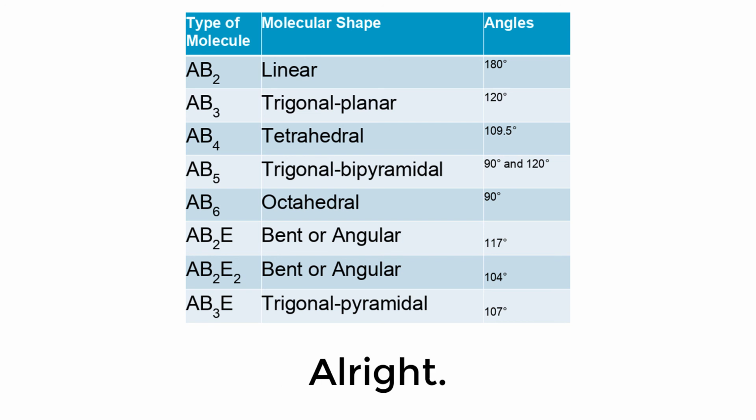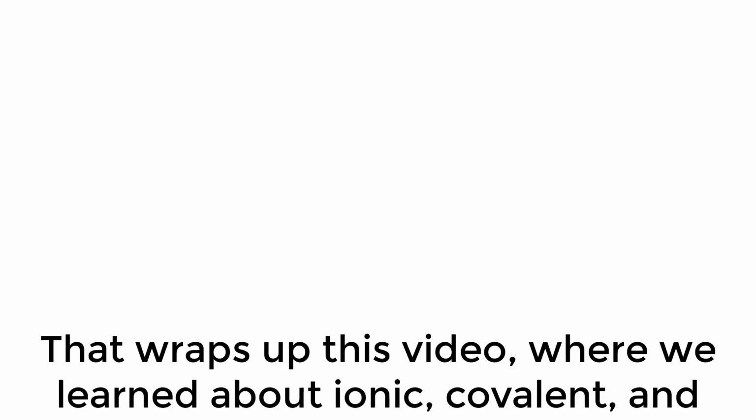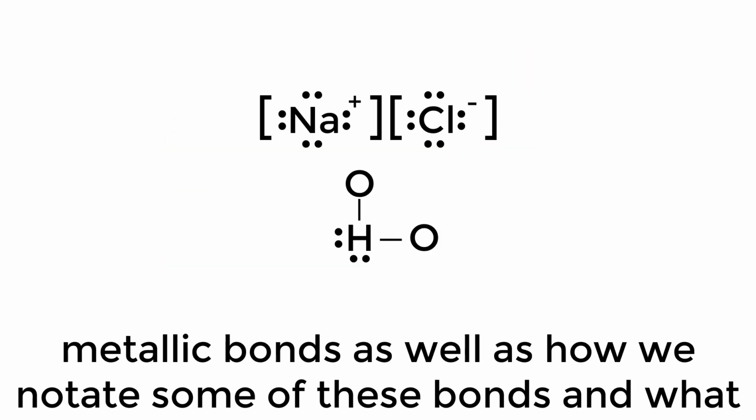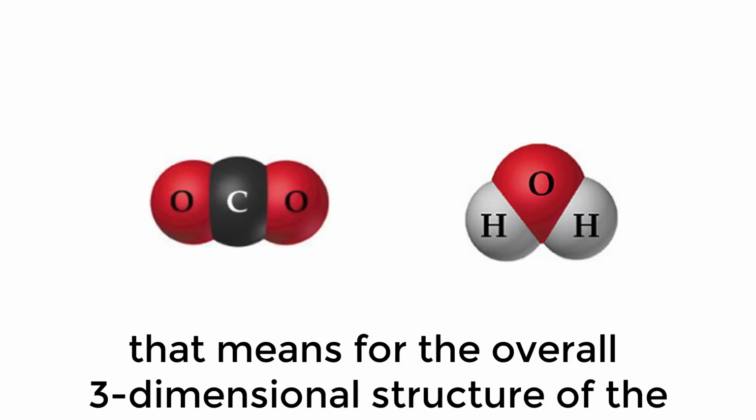Okay, good? Alright. That wraps up this video where we learned about ionic, covalent, and metallic bonds, as well as how we notate some of these bonds and what that means for the overall three-dimensional structure of the molecule.